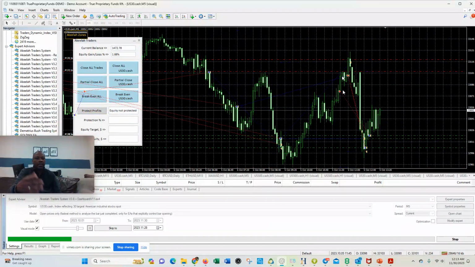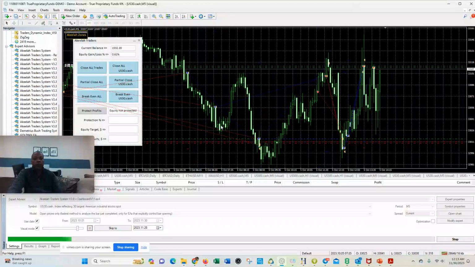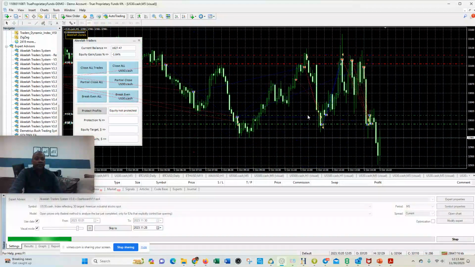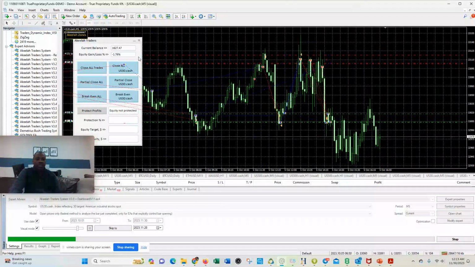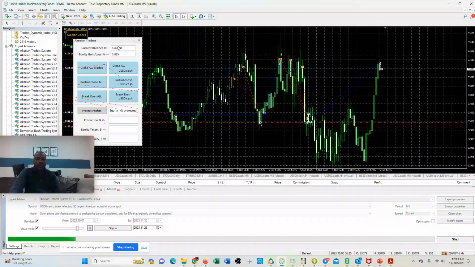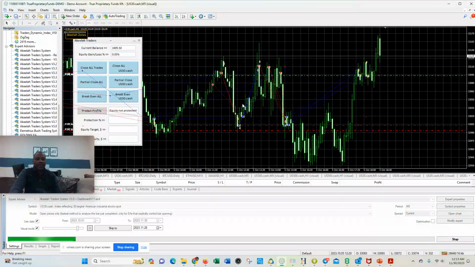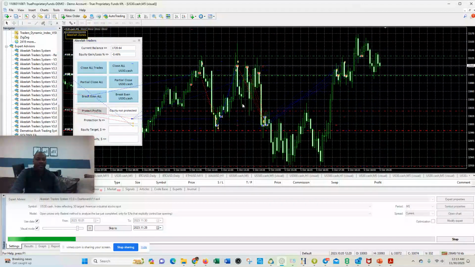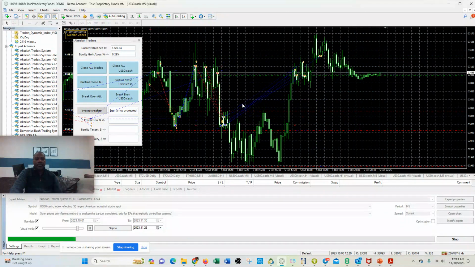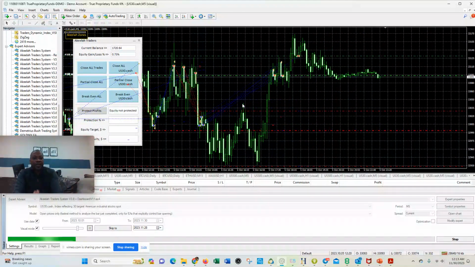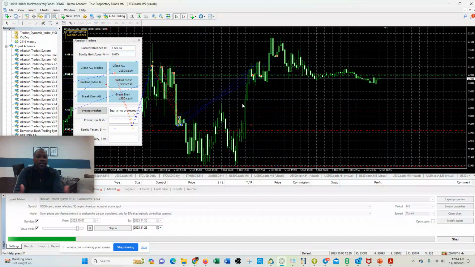US30 is continuing to just shake people out all day long. People who think they should be buying are getting taken out. People who think they should be selling are getting taken out. And our system is staying consistent. So we're not trying to capture huge moves in here. We're trying to find a good opportunity to enter the trade. When the trade moves in our direction, we want to take our profits and get out.